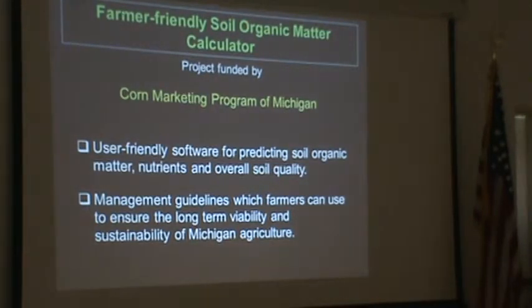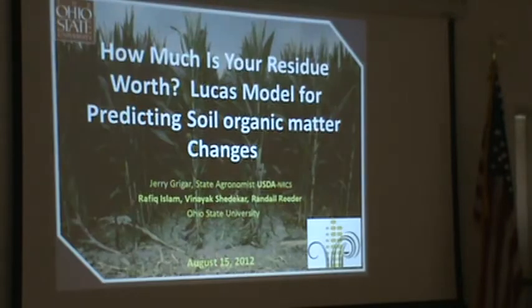So using this money from the corn marketing program, we came up with user-friendly software to predict soil organic matter, based on what I call the Lucas model spreadsheet that I put together. And out of it come some management guidelines that you can give farmers if you run the model for them, saying if you do these things, here's what your organic matter should be in 40 years from now. So let's see how the model works real quick.